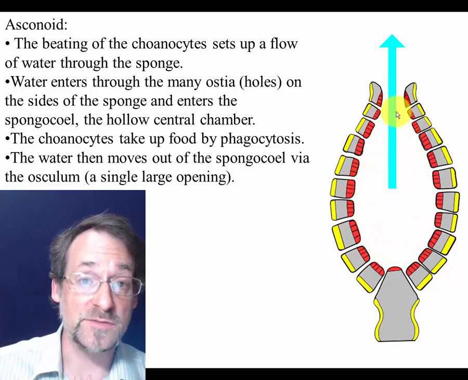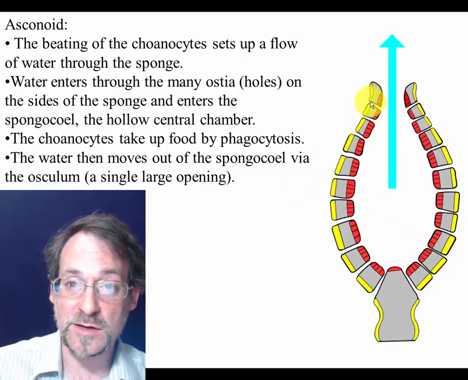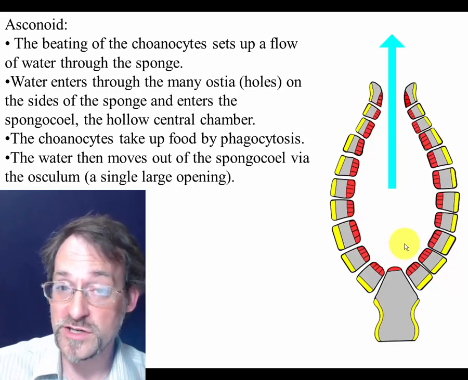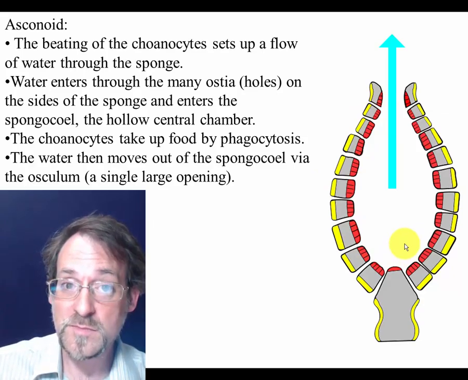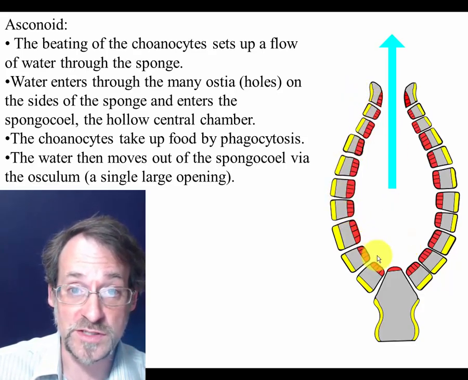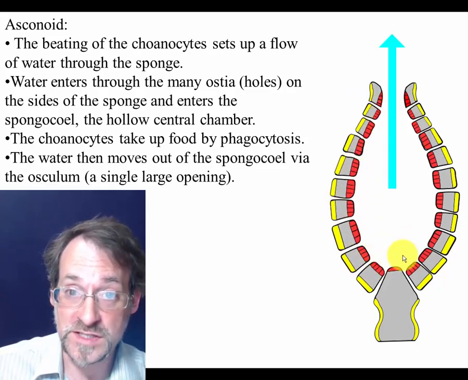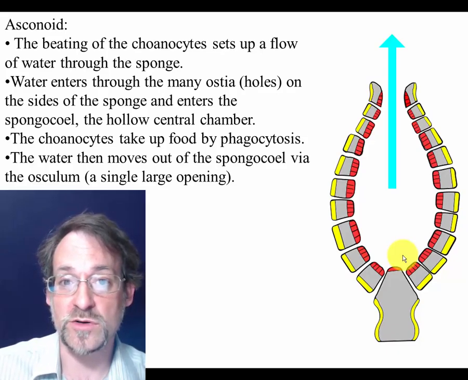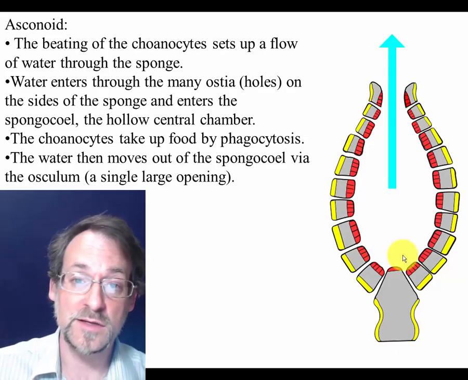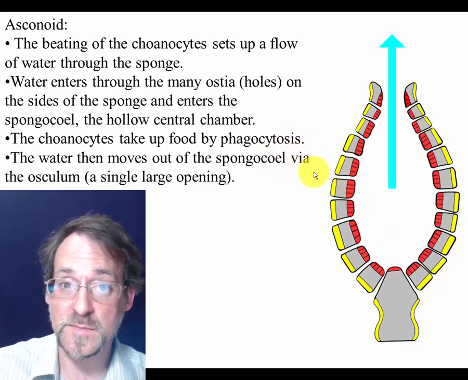Asconoid sponges cannot get very large because as they do, the surface area to volume ratio of the spongocoel drops. And so the sponge has more volume to feed and less area that it can use to feed its body with. So again, surface area to volume ratio comes back over and over again when you're looking at the way organisms are put together.